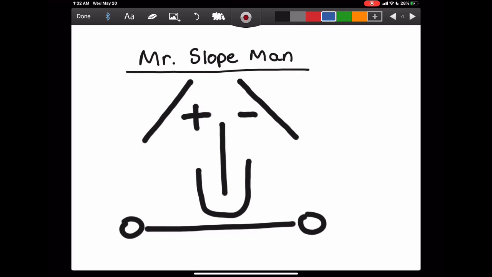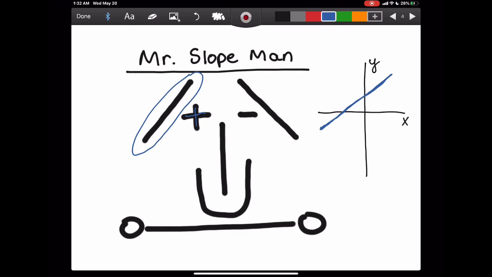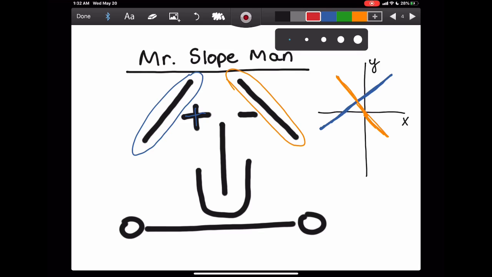Another thing that you want to be sure that you understand is going to be Mr. Slope Man. Remember, if I have a coordinate plane, I'm just going to draw a little graph here. X-axis, y-axis here. And if I have this blue graph, if my graph is going in this direction, this means that I'm going to have a positive slope. If it looks like this orange line going in the opposite way, that means that my slope is going to be negative.